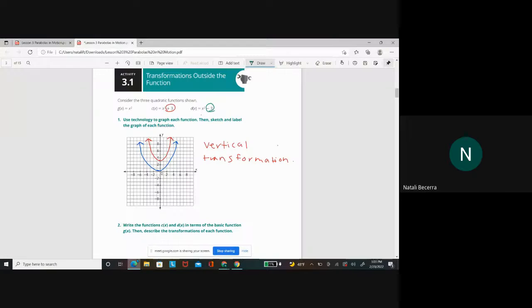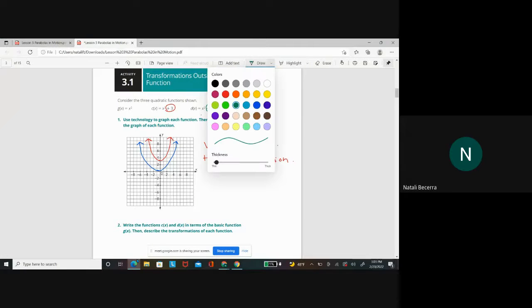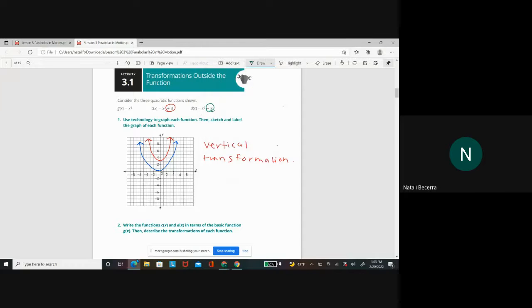Okay. So you always have to go back to the original to do the transformation. So from the original, from the blue one, we're going to go down 3. 1, 2, 3. About right there. And we're kind of guesstimating on these other points, but you get the idea. So these are the transformations. This is a vertical transformation. So whenever it's a positive, or whenever, let's reword that.